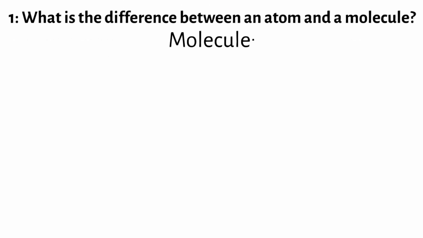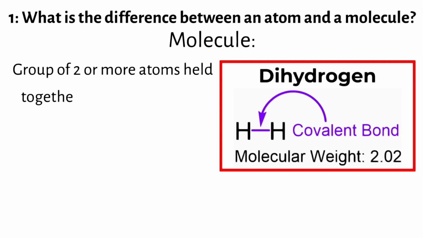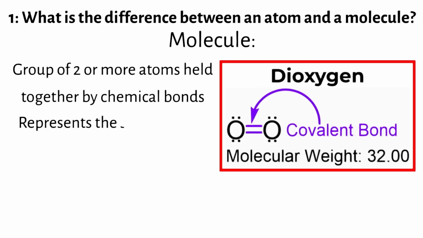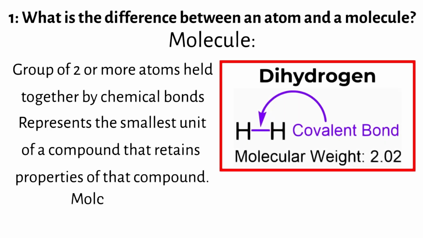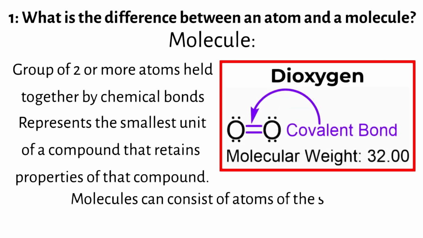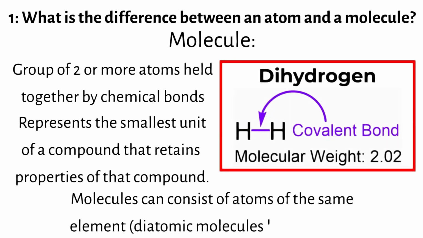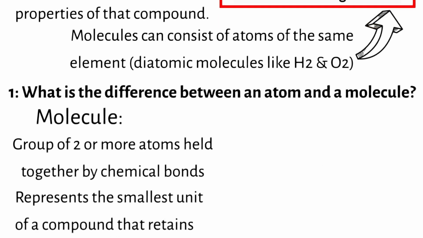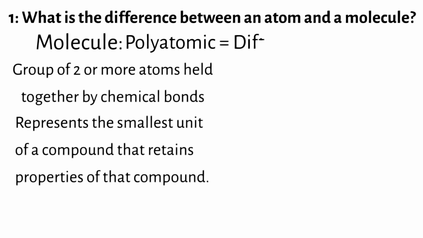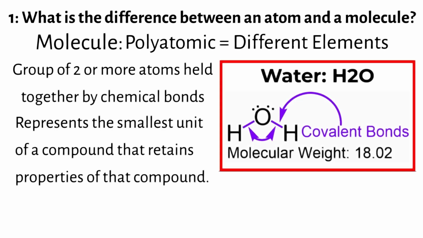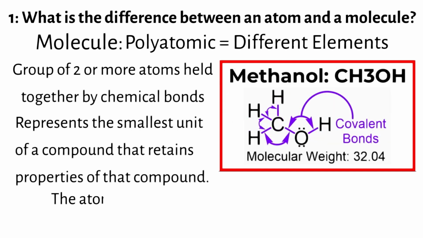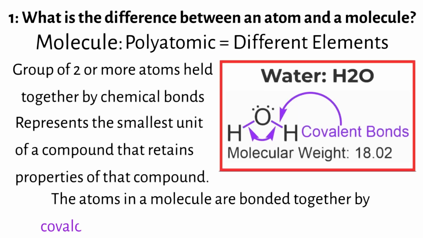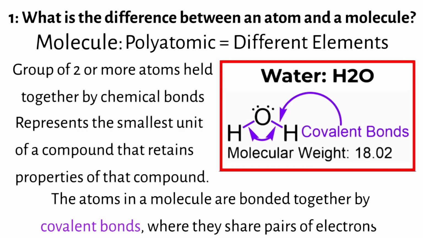A molecule is a group of 2 or more atoms held together by chemical bonds. It represents the smallest unit of a compound that retains the properties of that compound. Molecules can consist of atoms of the same element, diatomic molecules like O2, or different elements, polyatomic compound molecules like water, H2O, carbon dioxide, CO2, and methanol, CH3OH. The atoms in a molecule are bonded together by covalent bonds where they share pairs of electrons.